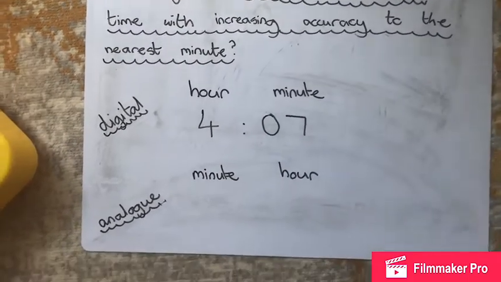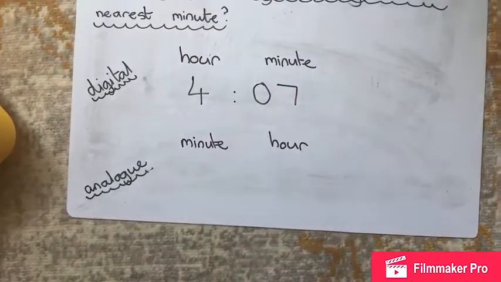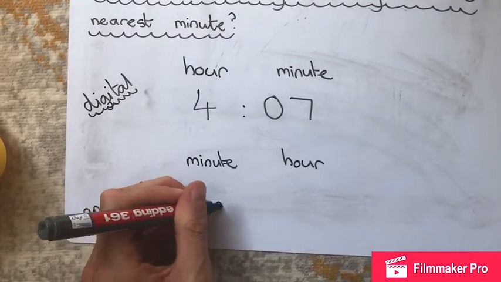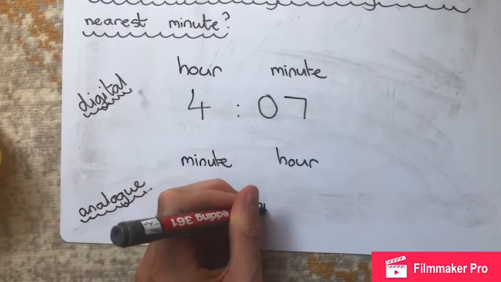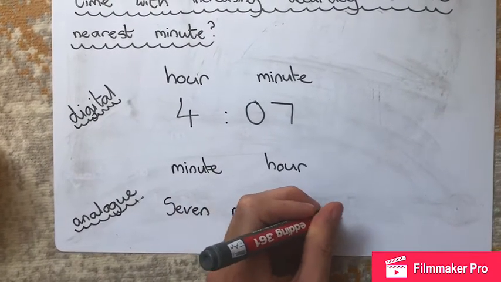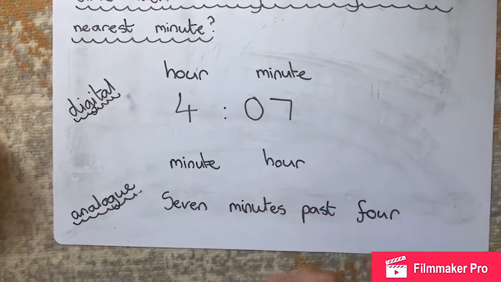So the analog time then, we're doing the minutes first, so we've got 7 minutes past. And then the hour is 4.